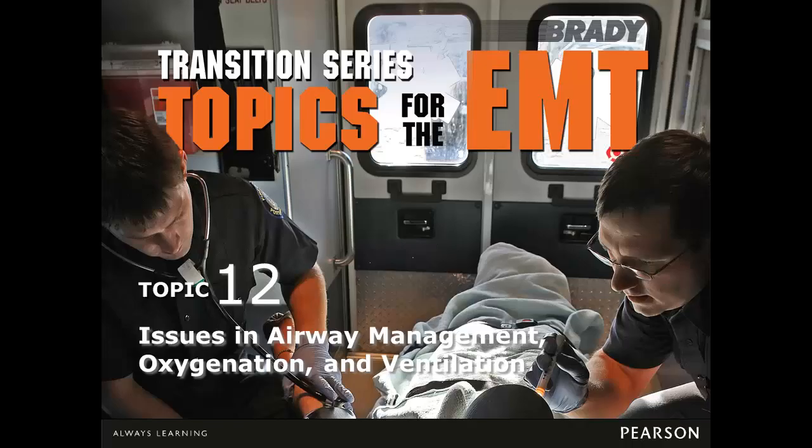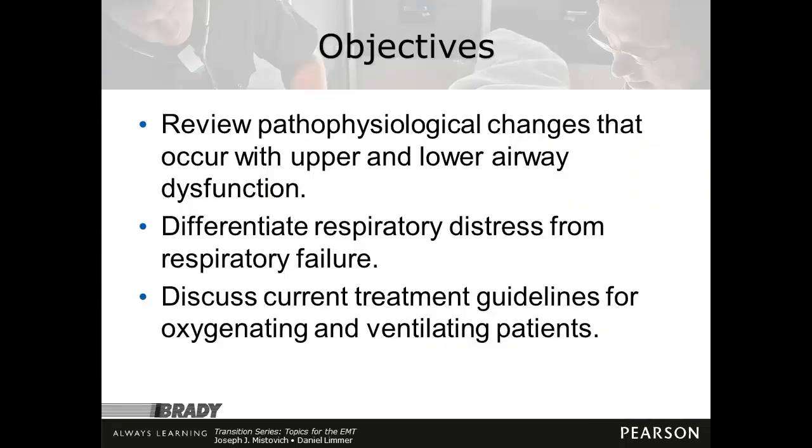This is the Transition Series Topics to the EMT, Topic 12, Issues in Airway Management, Oxygenation, and Ventilation. Our objectives for this topic are to review pathophysiologic changes that occur with upper and lower airway dysfunction, differentiate respiratory distress from respiratory failure, and discuss current treatment guidelines for oxygenating and ventilating patients.